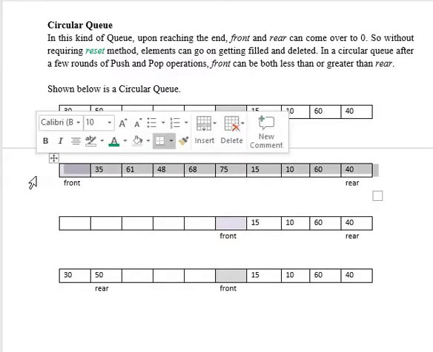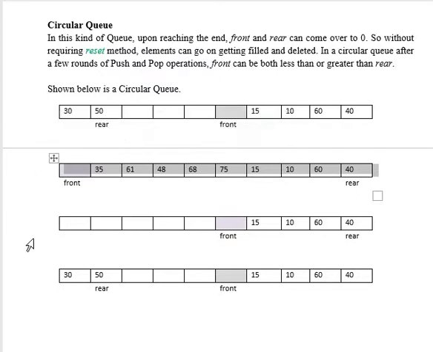So, this is actually the first case of explanation. What does it say? It says that I can see a full linear queue. Front marks the beginning of the list, rear marks the end of the list. Now, what happened after the list got full is quite a few pop operations took place. How many pop operations took place? Can you count and tell? Yes, 35 got popped out, 61 got popped out, after that 48, then 68, then 75.